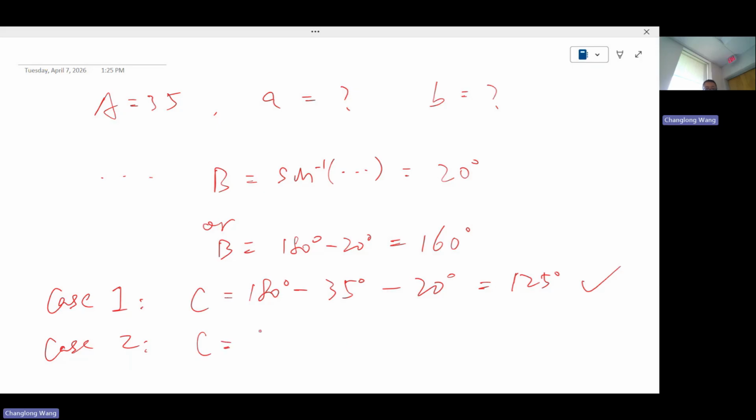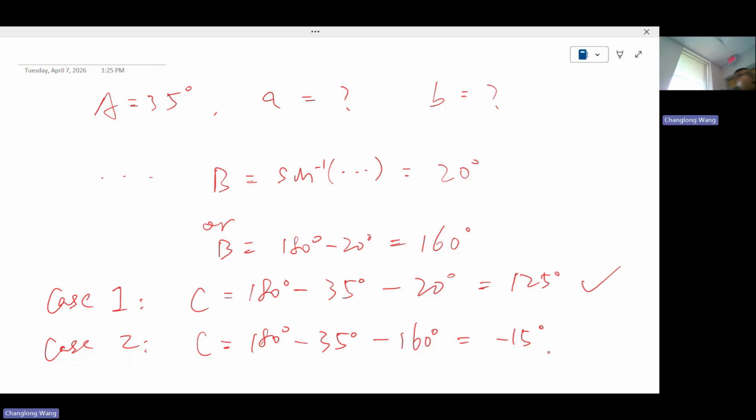You do the same thing, right? But instead of subtracting 35 and a 20 from 180, you subtract 35, which is still the angle A. That's what they told you. But this time the B could be 160. So now let's see a problem. You got negative 5 degrees? Not negative 15 degrees. Am I right? 195, yeah, negative 15. Does it look like a correct angle?